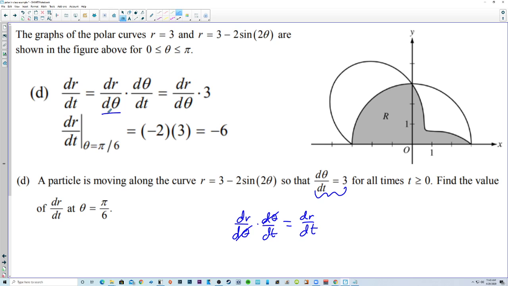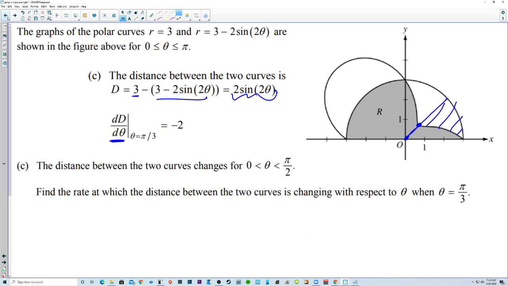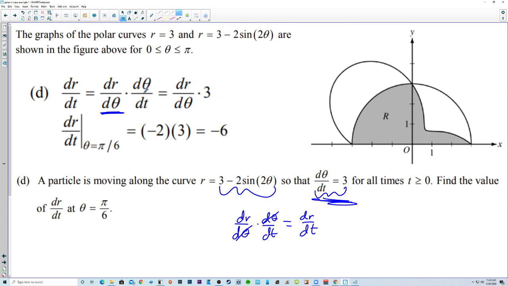So let's see, what's dr d theta for this one? We can take the derivative of this, and then we just need to multiply times 3 because it gives us this piece right here. Well, did we already calculate? I don't think we did. Yeah, we did. We calculated the derivative back here at -2. And we're just going to multiply by 3, so we end up with -6.